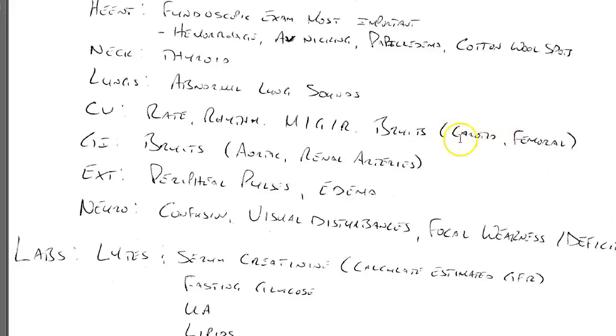You have them hold their breath. Femoral, you don't need to obviously have them hold their breath because they run down where? Either side of the groin. All right. GI, bruits are important as well. That's the main thing you're looking at in GI as well.